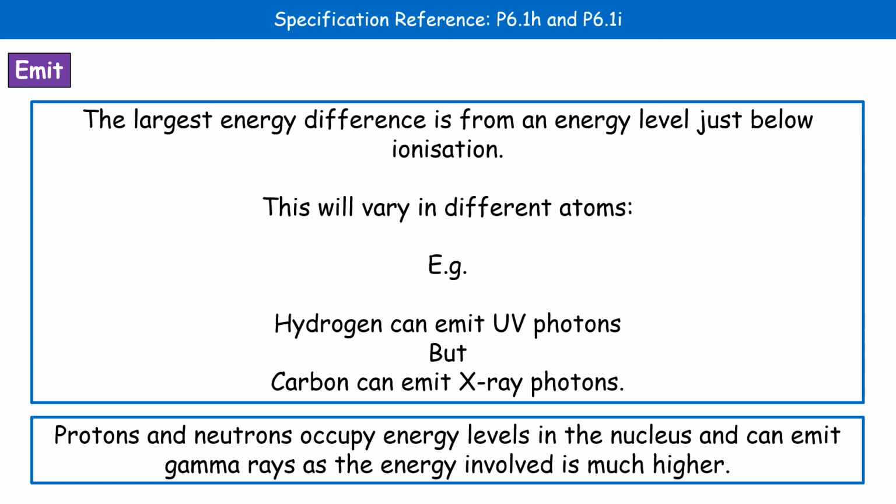Do remember as well that protons and neutrons that we find within the nucleus also occupy energy levels. So what we actually find there is that if our protons and neutrons are moving between energy levels, they can actually emit gamma rays because the energy involved in that is going to be so much higher.